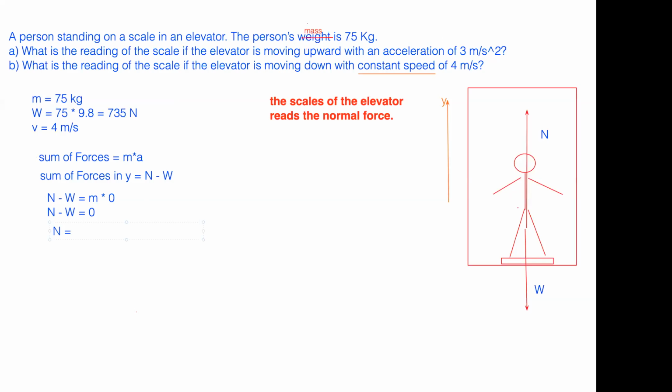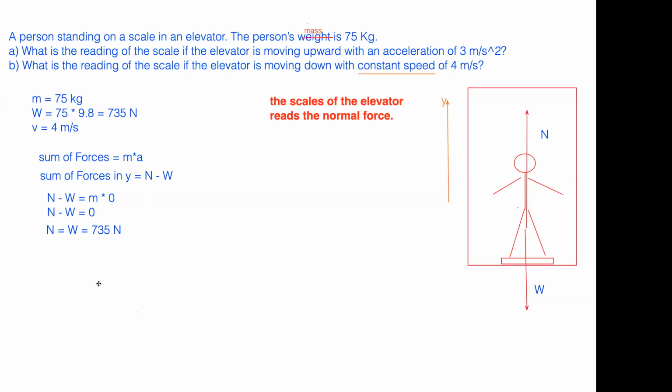All right, so let's keep solving for the normal force. We add the weight value to both sides, and that will give us the following, that the normal force is equal to the weight. And that means the normal force is equal to 735 newtons.